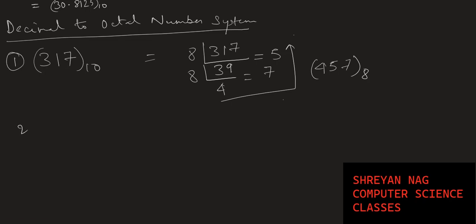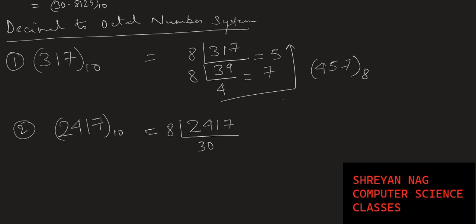Let us take another example. Suppose 2417, a big number. So let's do this. 2417 divided by 8 is about 300. Suppose 302, so 302 times 8 is 2416. So the remainder is 1.